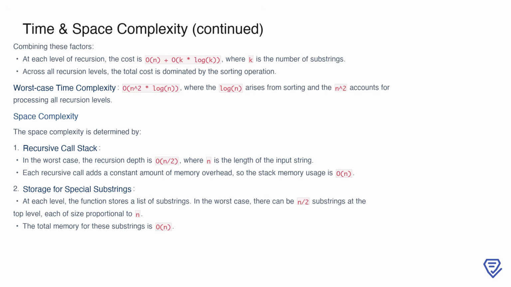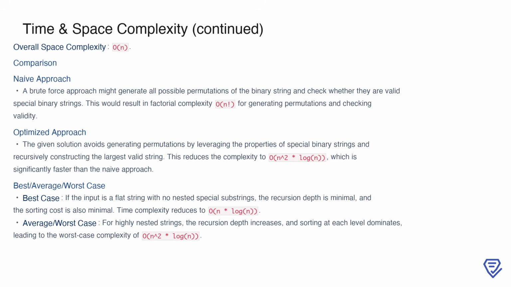Shifting to space complexity, the key contributors are the recursive call stack and the storage needed for substrings. The recursion depth, as mentioned, can reach O(n/2) in the worst case. Since each recursive call has a constant memory overhead, the stack memory usage can be approximated as O(n). Additionally, at each level, the function stores a list of substrings, with a maximum of n/2 substrings at the top level. Each substring can take up memory proportional to the input size n, meaning the memory for these substrings is also O(n). Overall, the space complexity of the function is determined to be O(n).